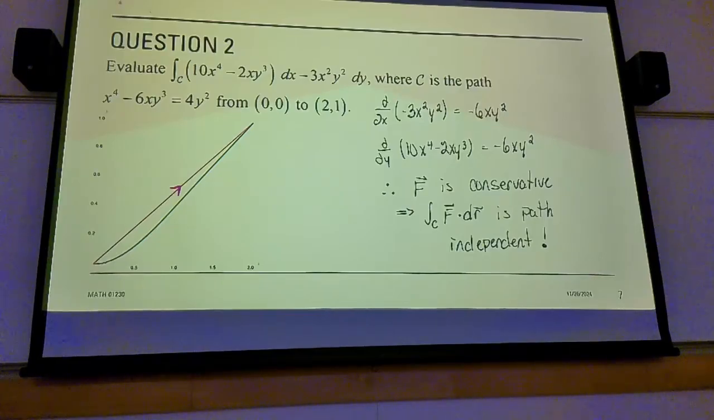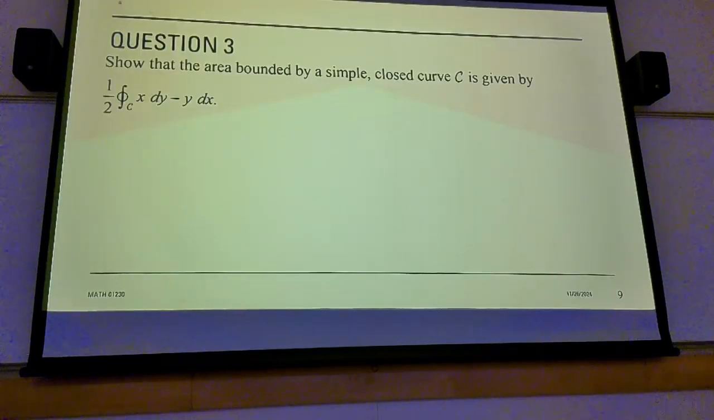Because we can actually use line integrals to find area. It's found right here. Show that the area bounded by a simple closed curve C is given by 1/2 the circulation of x dy minus y dx.